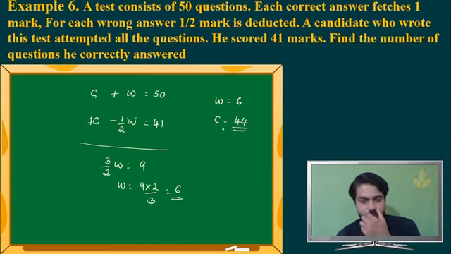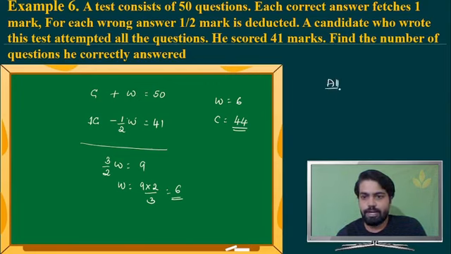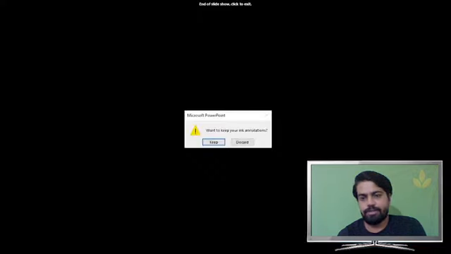Is there any other logic? Assume all of them have been correctly answered. If all have been correctly answered, I would have got 50 marks, right? But between one correct answer and one wrong answer, how much is the difference?